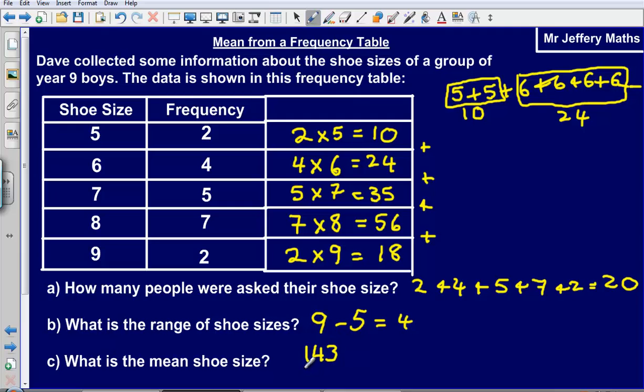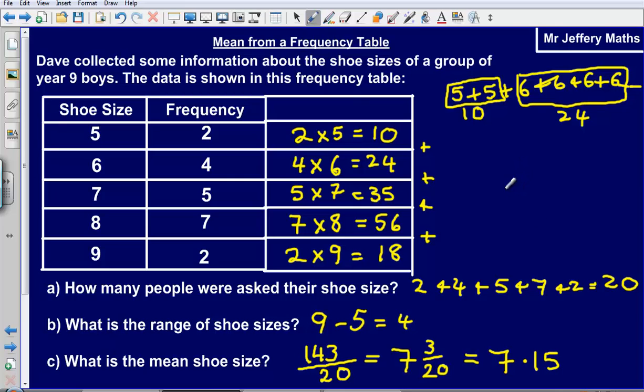Then what we need to do is divide that number by the number of people we asked. If we remember, the mean is when we add all of the values, then divide by how many values there were. Well, if we asked 20 people, that means there were 20 different values, and so we divide by 20, or we divide by the sum of the frequency. When we do this, this is going to give us 7 and 3/20. And if we wanted to write that as a decimal, 7 and 3/20 is the same as 7.15.